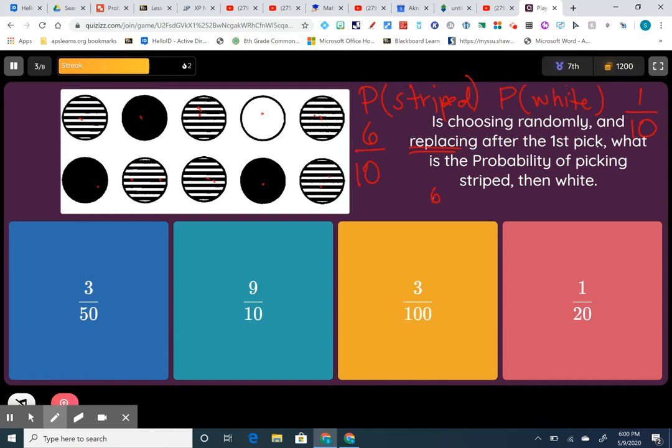So 6/10 times 1/10 equals 6/100. So 2 goes into 6 3 times, and 2 goes into 100 50 times. So I'm looking for the answer of 3/50. I found it.